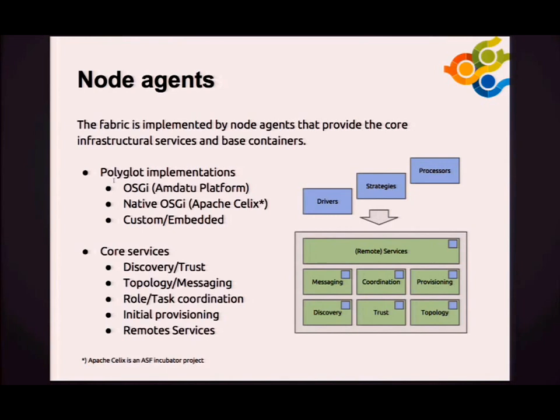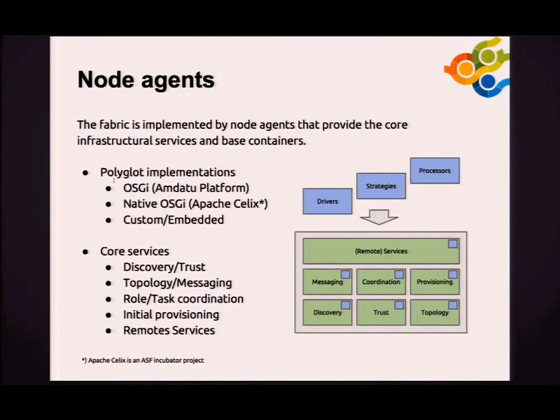So basically in implementation, this is a very basic grid or peer-to-peer network of nodes that represent the resources in the system. And we're working on some polyglot implementations. Again, because we want to cross domains and technology boundaries, this should be a minimal set of functions that such a node agent should be required to perform. And anything above that, it can announce through, okay, these are my capabilities. And so they are being implemented within the Amdatu platform project, which is based on Java OSGi, but we're also aiming to do an implementation in the Apache Helix project, which is an Apache incubator project that does a native implementation of OSGi. There's been a couple of talks about that already at this conference. And finally, they also could be entirely custom and embedded.